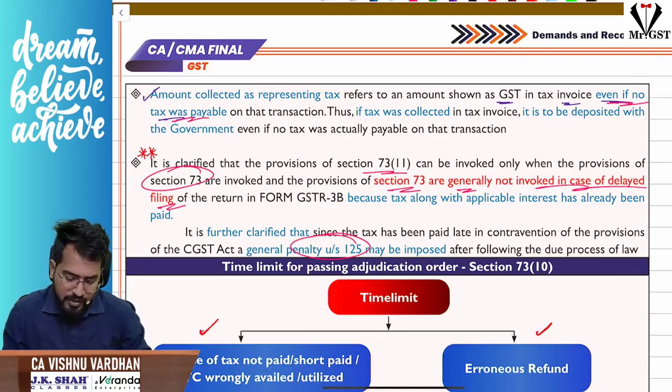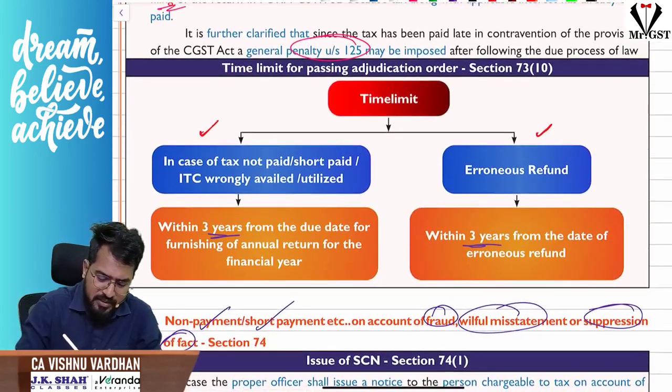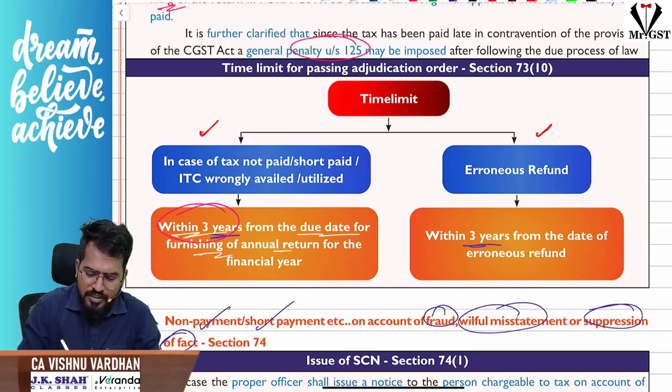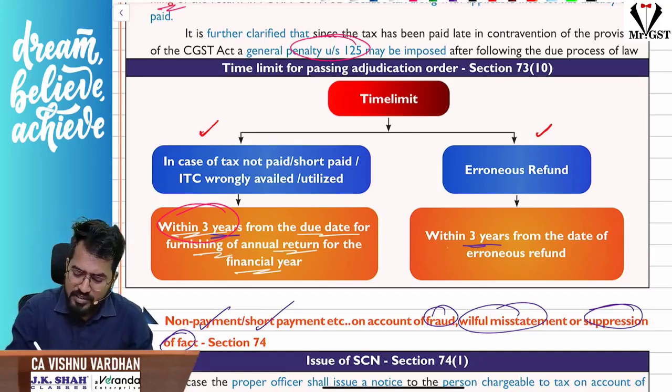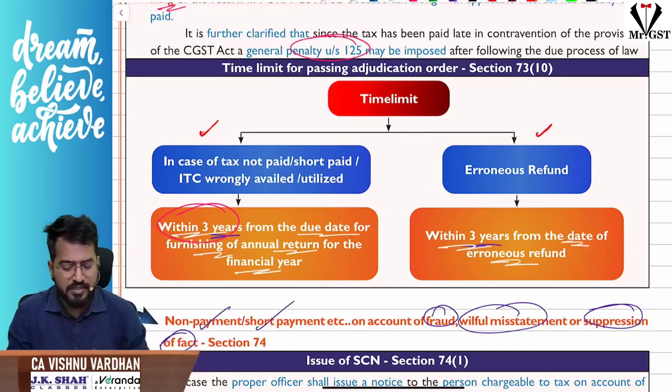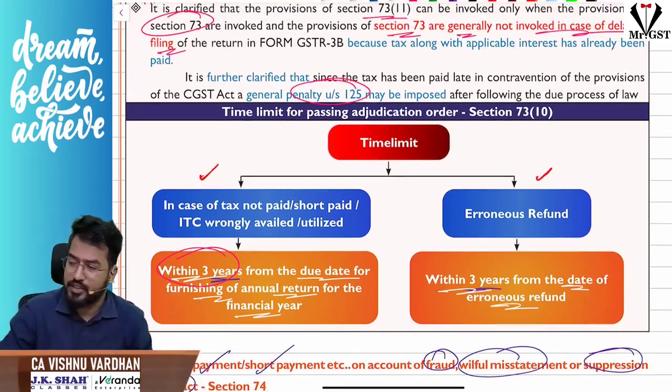Okay, next, as we have seen, what is the time limit to pass the order? Time limit to pass the order is within 3 years from the due date of furnishing annual return of the relevant financial year, or if it is an erroneous refund case, within 3 years from the date of erroneous refund. So that we have seen. So with this we are done with section 73. Hope you are clear with this section.